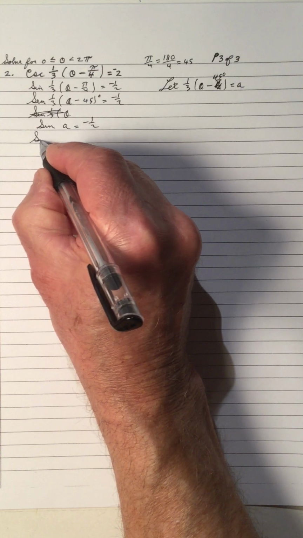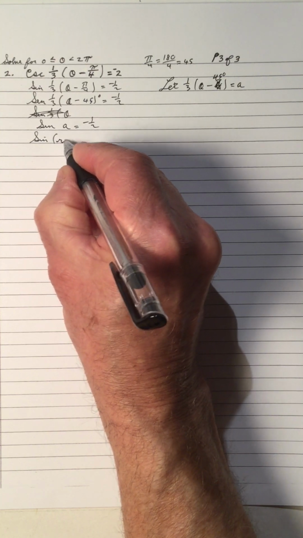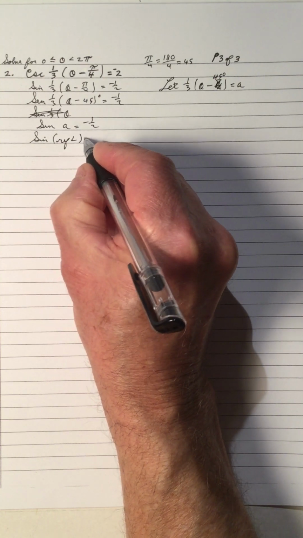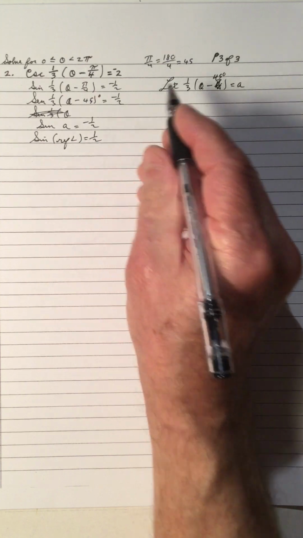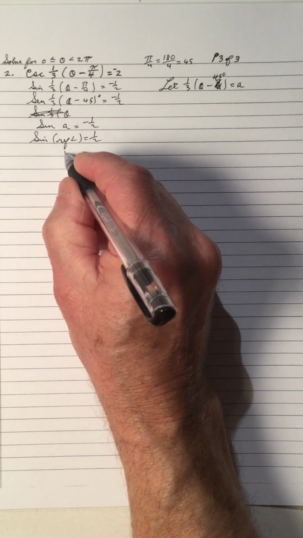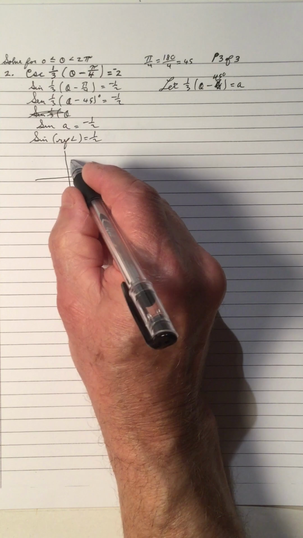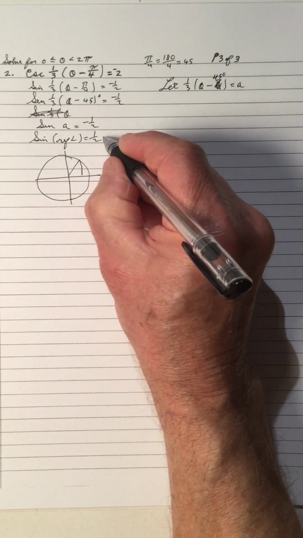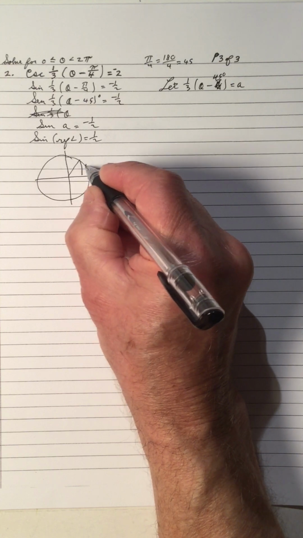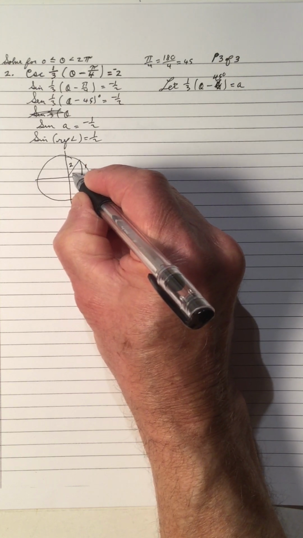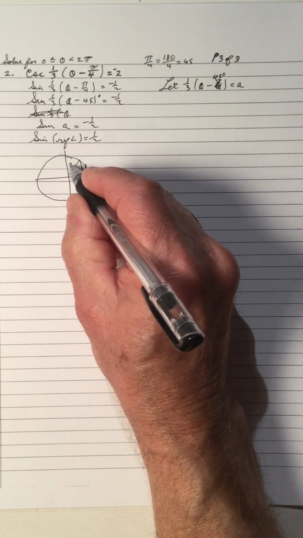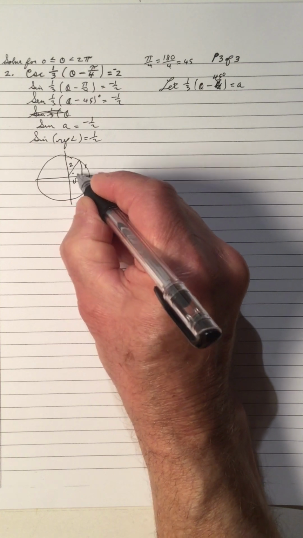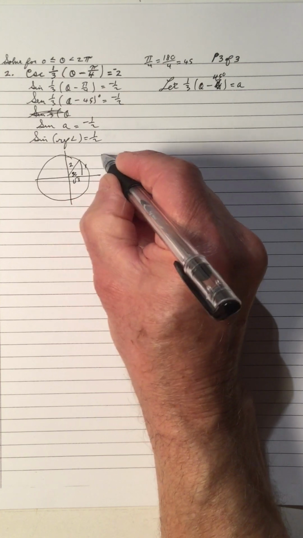So what do I do now? I do a reference angle. In the first quadrant, sine is opposite over hypotenuse, because the reference angle is here. That's a 1, 2, so this is a root 3. So that means this reference angle is 30.